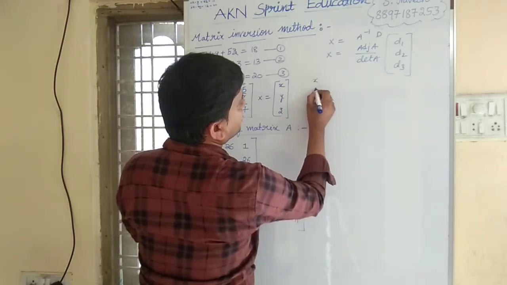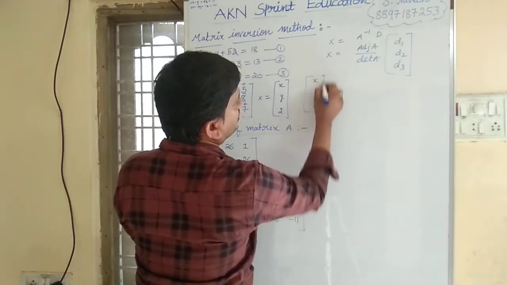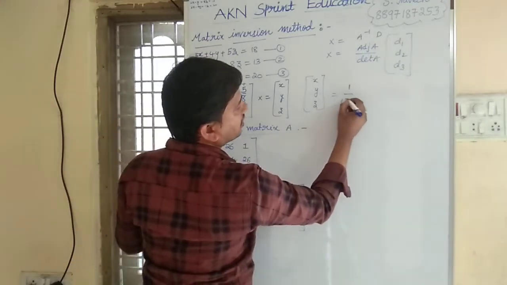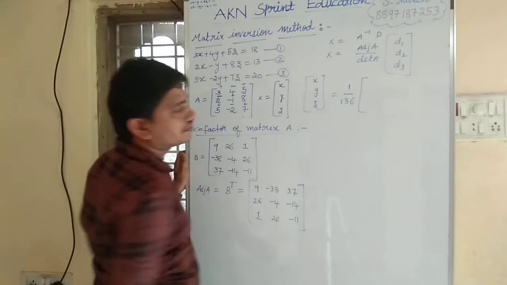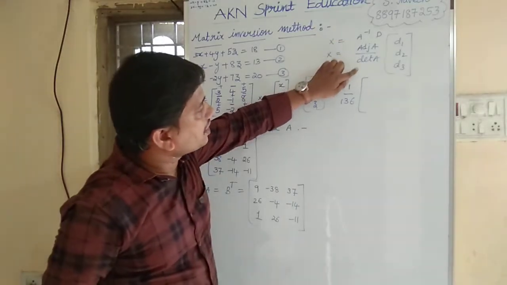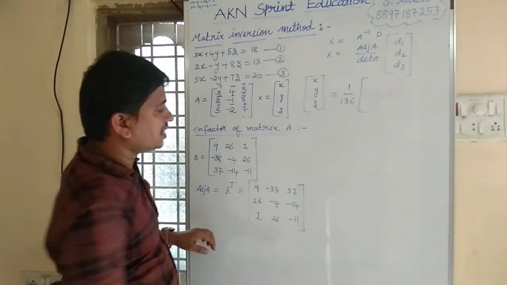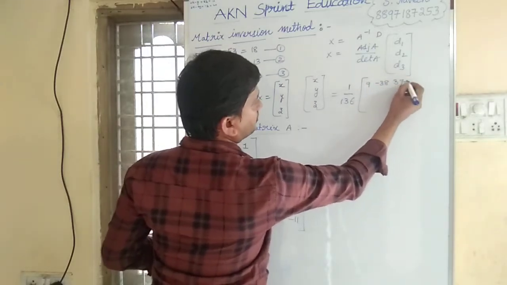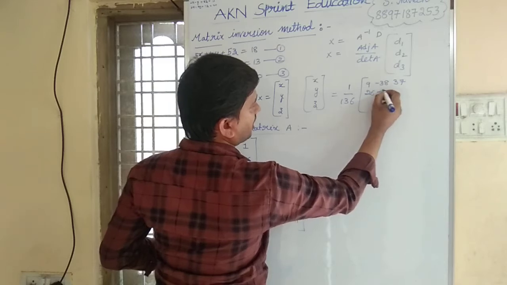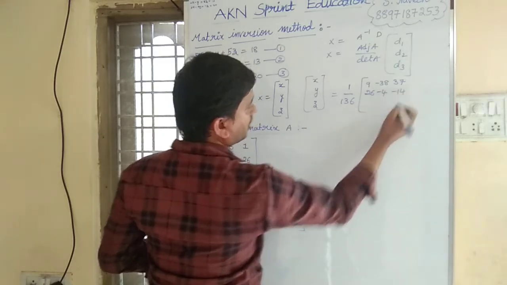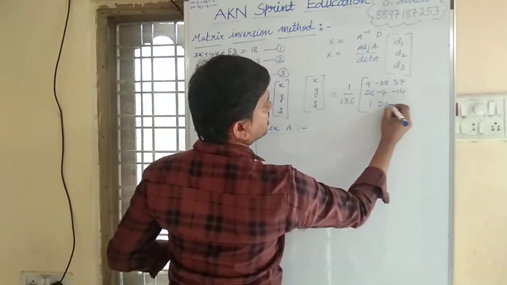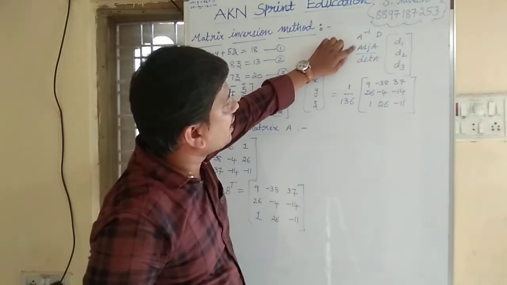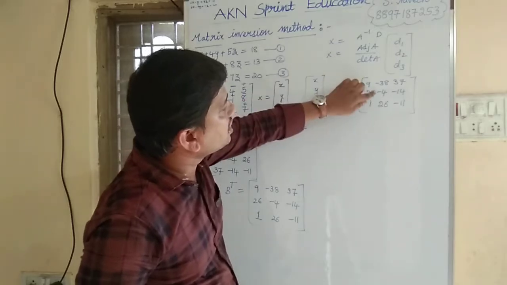X is nothing but x, y, z. We got that det A is 136. So I can write A inverse as 1 by 136 into adjoint A, which is 9 minus 38 37, 26 minus 4 minus 14, 1 26 minus 11. Children, you understood how? Adjoint A by det A, I can write as 1 by det A into adjoint A.